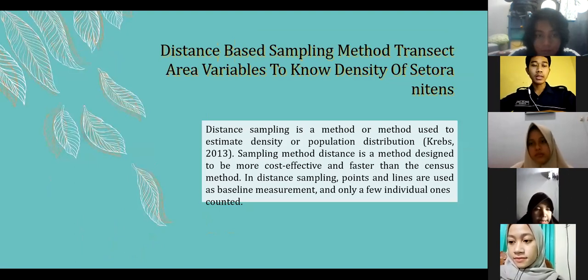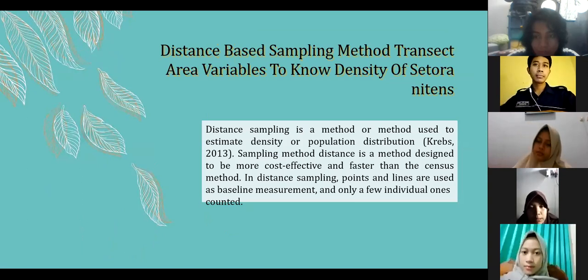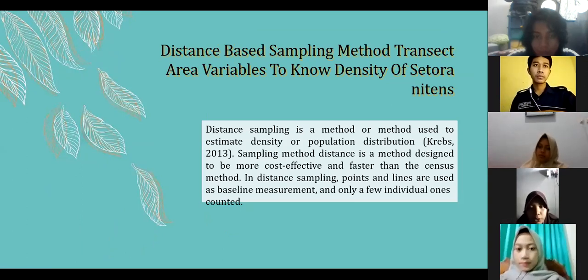Okay, next is the distance sampling method based on the transect area variable to identify the density of Setora nitens. Distance sampling is a method used to estimate density or population distribution. The distance sampling method is designed to be more cost-effective and faster than the census method. In distance sampling, points and lines are used as baseline measurements and only a few individuals are counted.